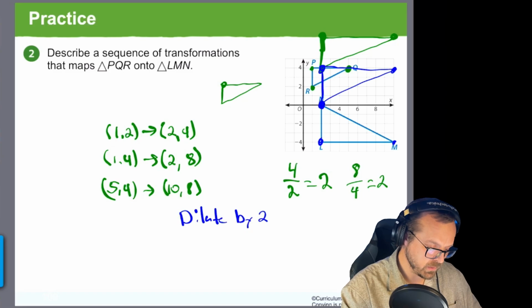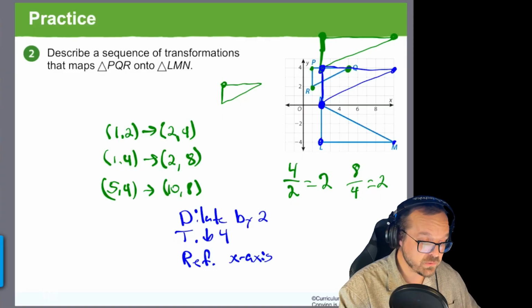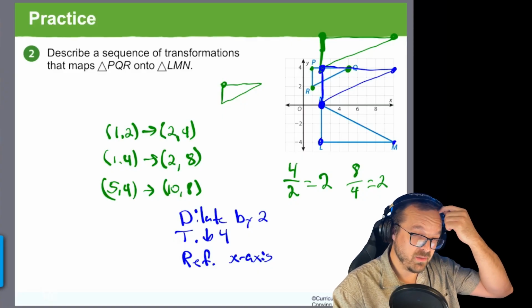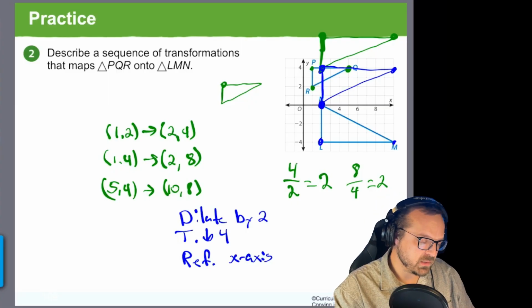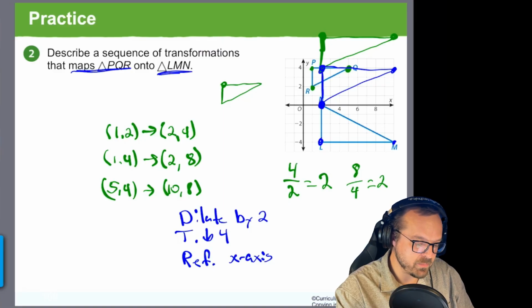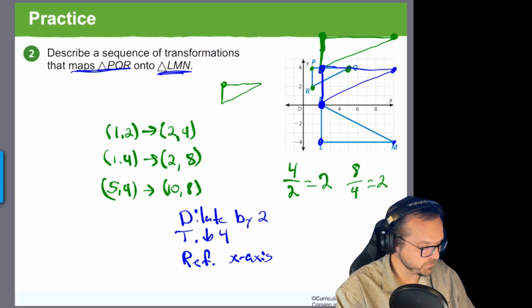That works. We had to translate down by, what was it, 4? 1, 2, 3, 4. Down by 4 units, and then we had to reflect across the x-axis, right? So that should all be written down, or maybe you got there differently. If you actually showed that the bigger triangle went down to the smaller triangle, you're still showing they're similar, but the question specifically asks, how do we map PQR to LMN? So that's why I went that route.